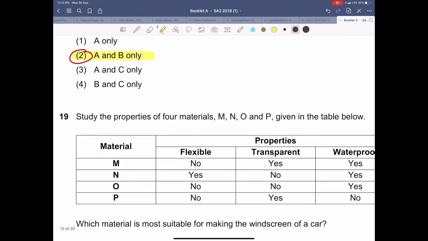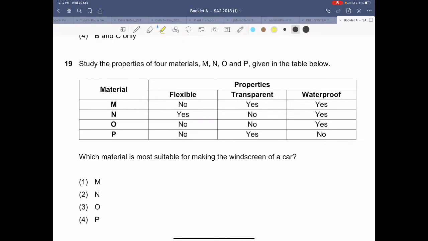Last question for today, question 19. Study the properties of 4 materials M, N, O, P given in the table below. Which material is suitable for making the windscreen of a car? Now, the first thing is always to take a look at what is the purpose of a windscreen. A windscreen is supposed to protect the user from rain. It also needs to be transparent in order for the maximum amount of light to enter the car, so you can see whatever is happening on the outside.